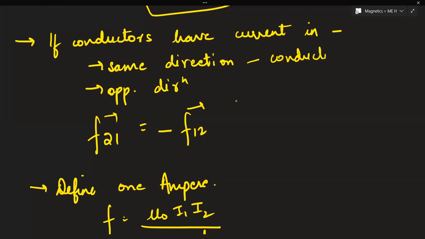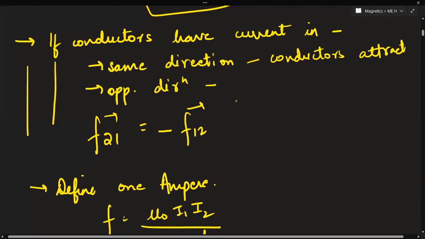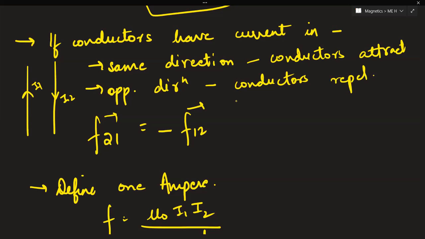Conductors attract each other. If the currents in the wires are flowing in opposite directions, one flowing this way, the second one flowing this way, this is I1, this is I2, then the conductors repel each other. You have to remember these points. These are asked in combined questions regarding the direction. That we'll see in the next class, how the question goes.